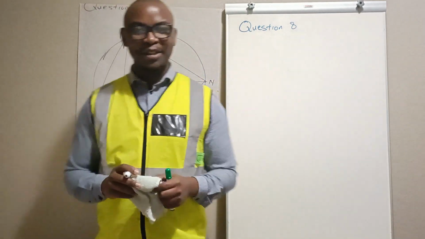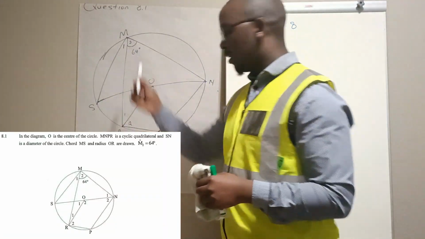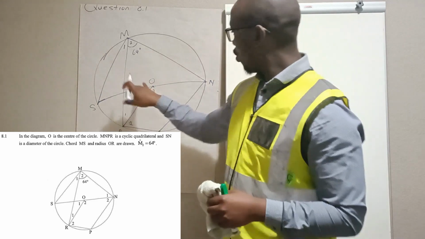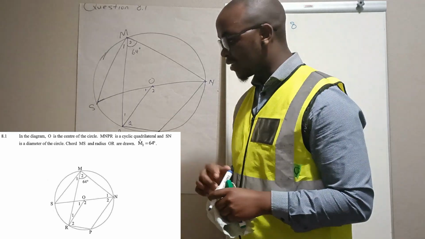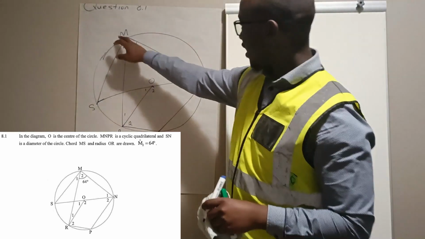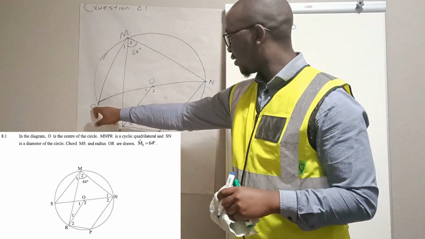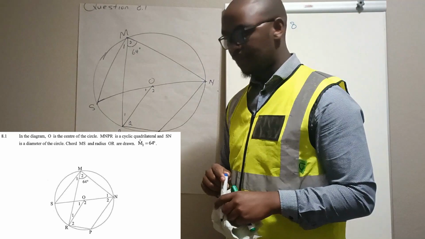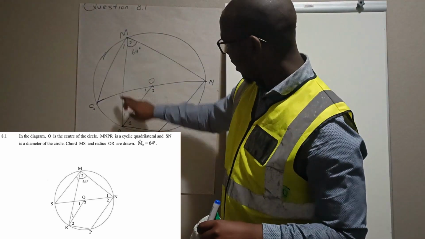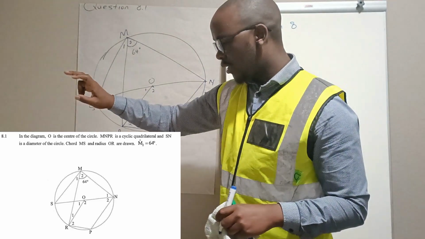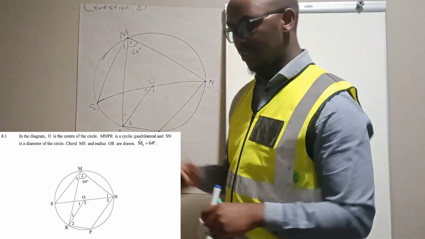Alright, let's get straight to the question. In question 8, we are given a diagram. They are saying that O is the center of this circle, and there is a cyclic quadrilateral in that circle, which is MNPR. And they are saying that SN, this chord here, is the diameter, and also chord MS and OR are being drawn for this specific diagram.